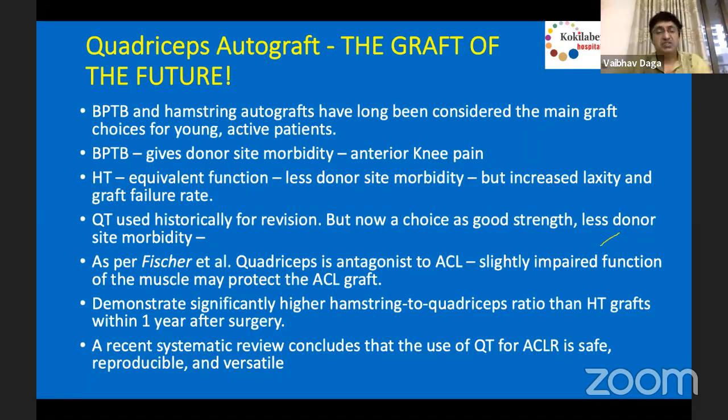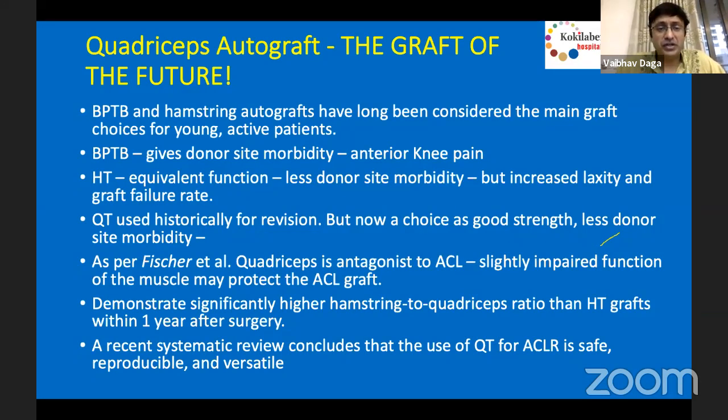There are studies going on in different parts of the world regarding how we get the most out of the bone patellar tendon bone graft, and the rehab techniques, rehab styles, and rehab ways are changing. Hamstring tendon: equivalent function, less donor site morbidity, but the drawback is increased laxity and graft failure rate.